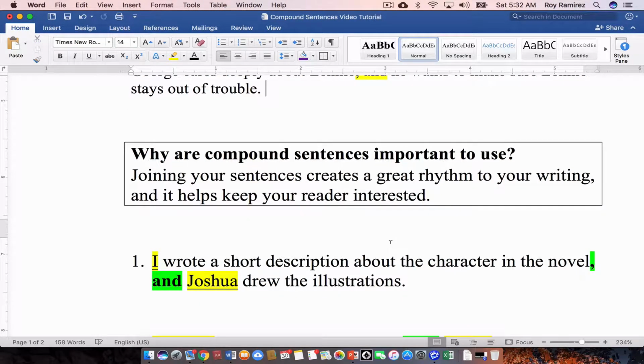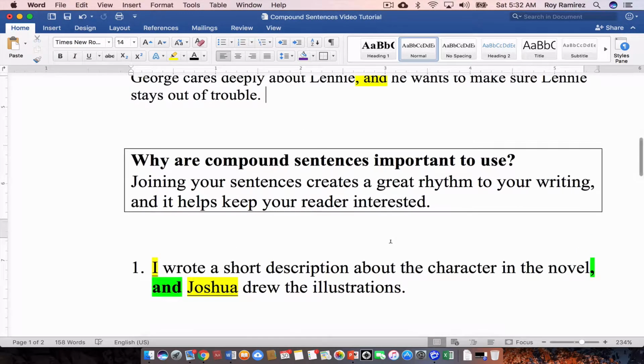Let's take a look at three more examples here. In this first example, I want you to notice a couple of things. I wrote a short description about the character in the novel, and Joshua drew the illustrations. What you see highlighted in yellow are the subjects of those two sentences. That's absolutely important. You have to have one subject on one side of the compound sentence, and then after the comma and conjunction word, you need to express the subject again. We have two different people here. And again, you notice the order in which the compound is created: comma, then the conjunction word and.